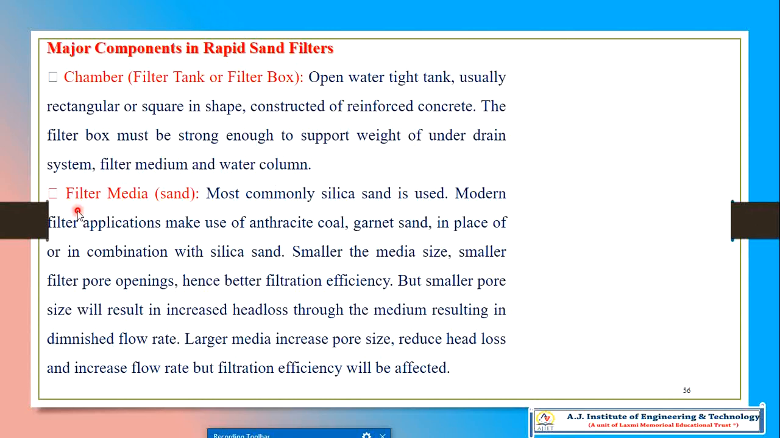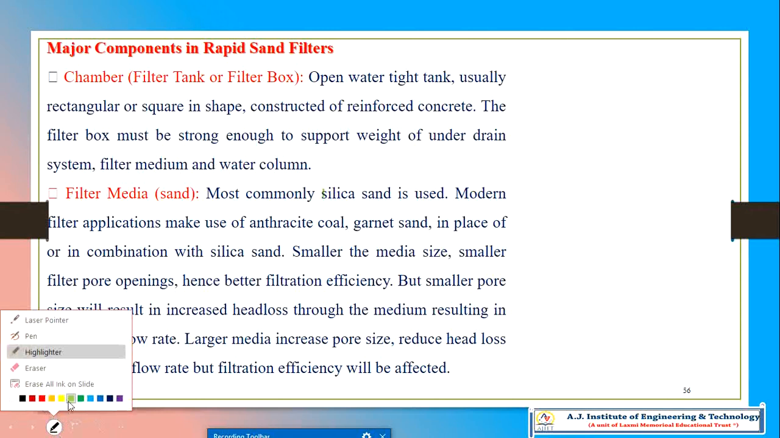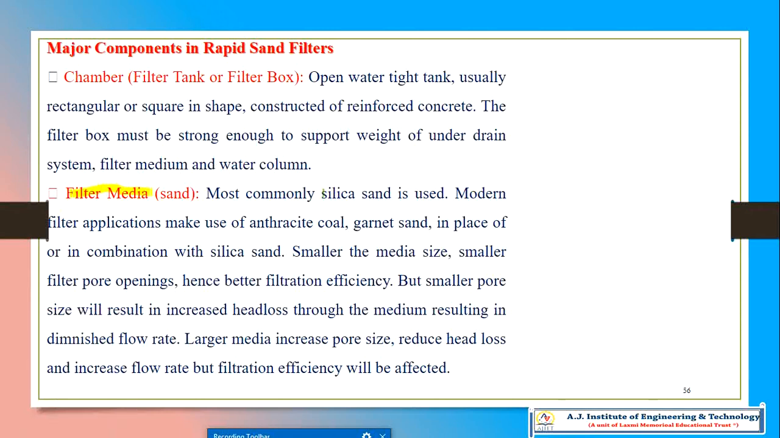Now we'll come to filter media. Filter media, most commonly silica sand, is used. Why are we using silica sand? It has good adsorbent capacity.